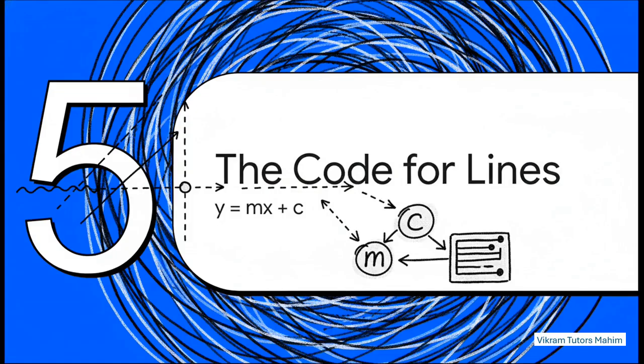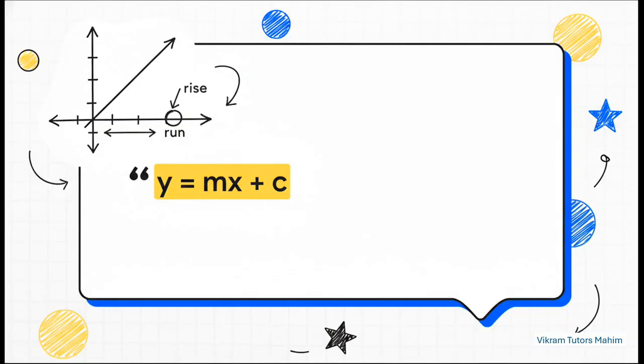Okay, last big section here. So we have these two key personality traits, right? Slope and y-intercept. But what if we could pack all of that information into one single master line of code that could describe any straight line in the entire universe? Well, guess what? We can, and here it is.